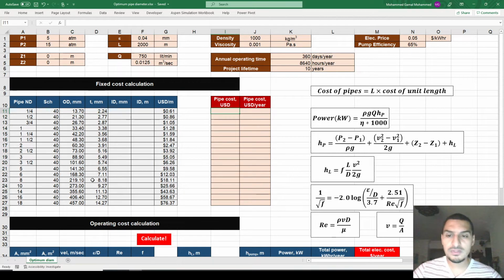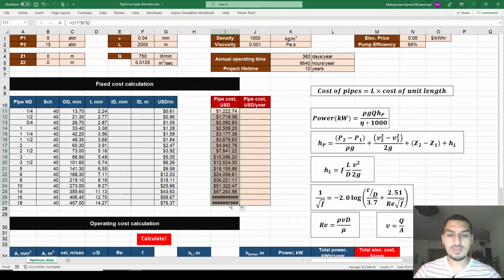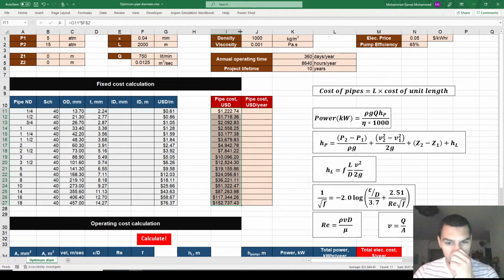For the fixed cost calculation, it's very simple. The cost of the pipes is the total length multiplied by the cost of unit length. I know that this is the cost by unit length, and this is the total length, so it's going to be this multiplied by this, and I have to make sure that I press F4 before I drag, so that they are all calculated from the same length. So this is all for the fixed cost. Again, this is under the assumption that I have no other source of money or other thing that I have to pay as fixed cost.